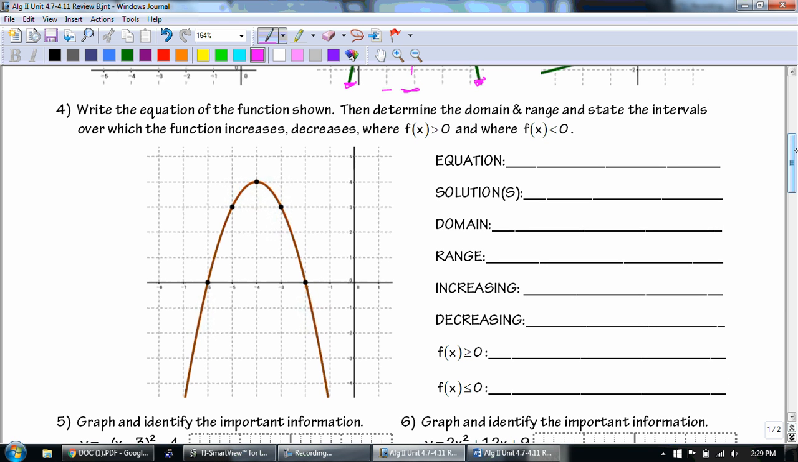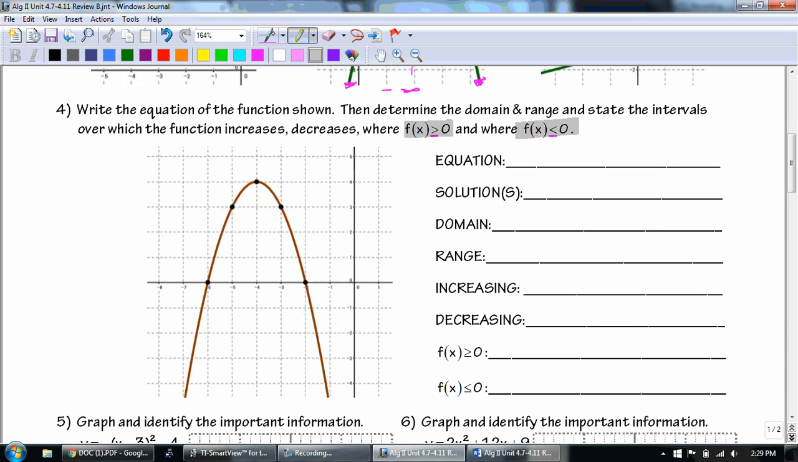Okay, write the equation of the function shown, then determine the domain and the range and state the intervals over which the function increases, decreases, where f is greater than or equal to 0 and where f is less than or equal to 0.